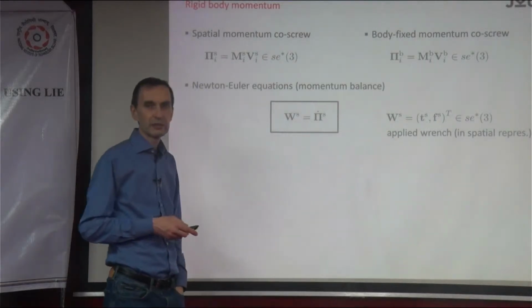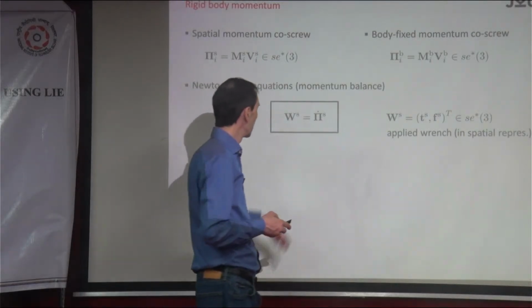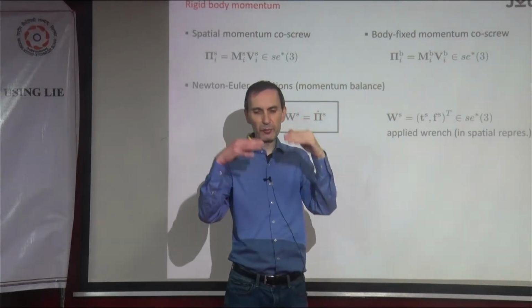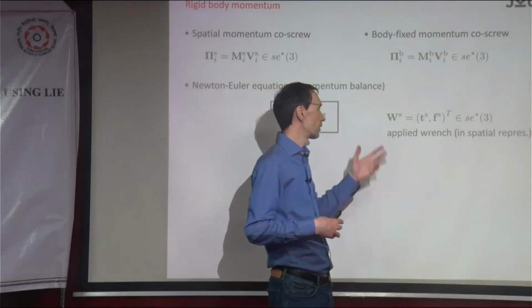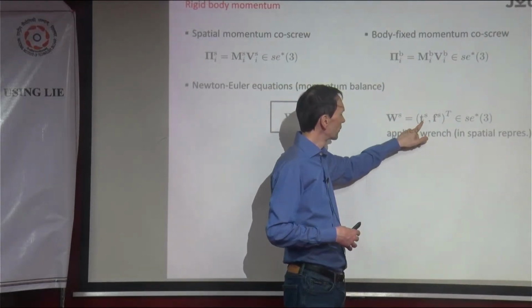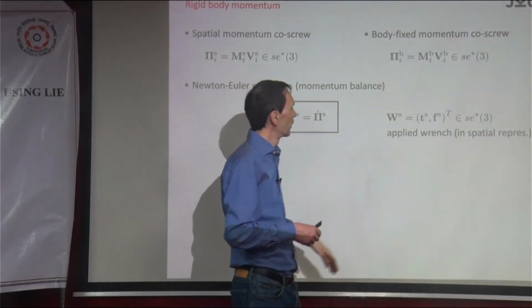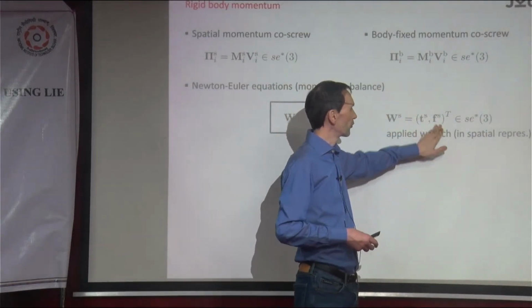ingredients for dynamics. By the way, what is W? W is called the wrench. So the wrench consists of a moment, M or T for torque, but torque is not maybe the right word. So the angular part, which is the moment, and the force. Okay.